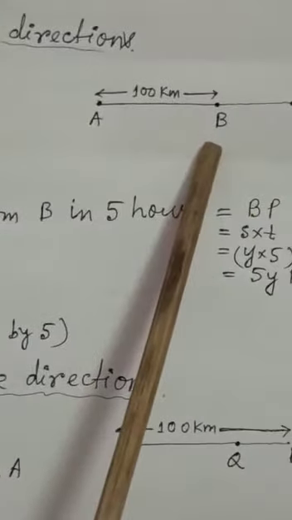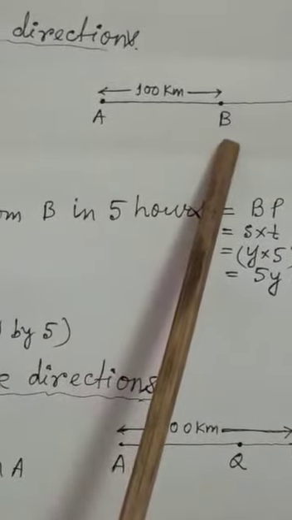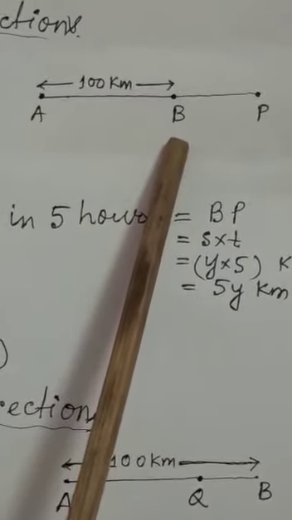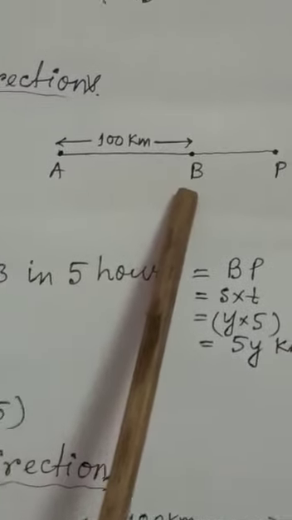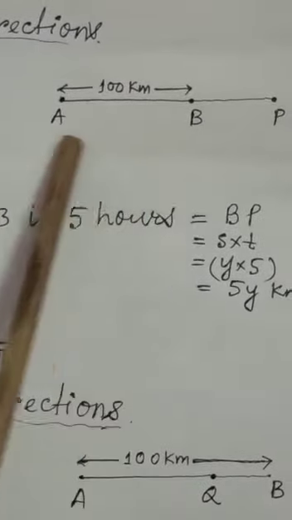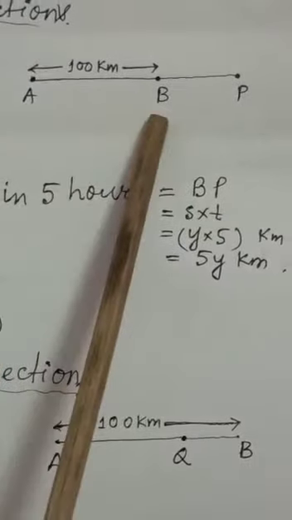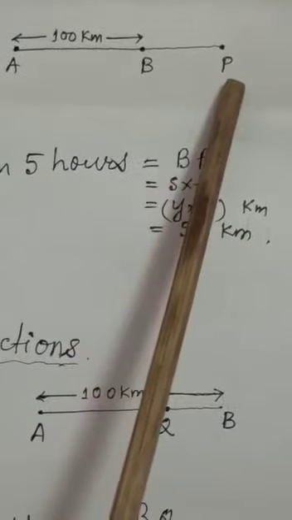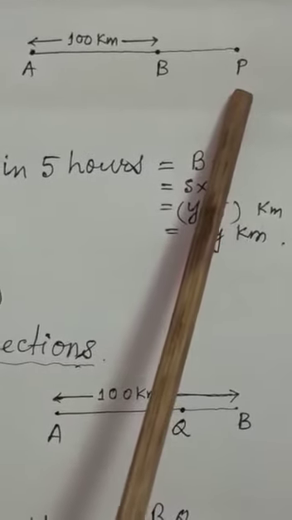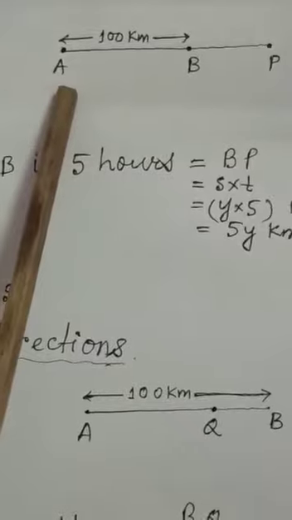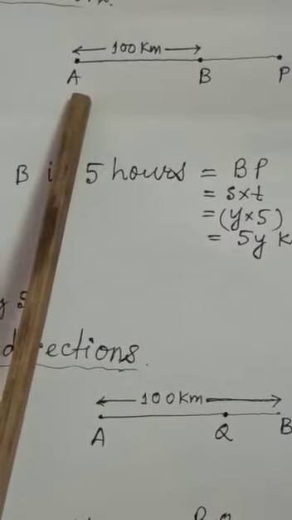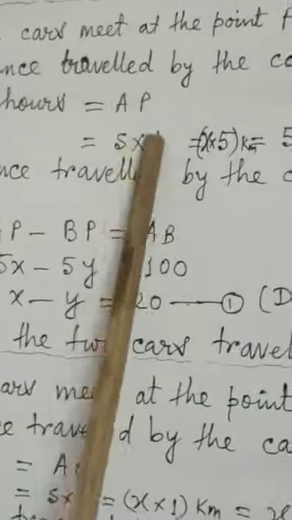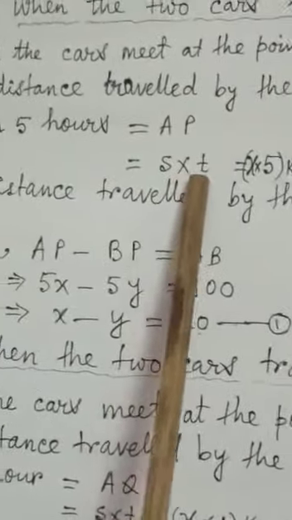Here is the figure. These are the two places A and B and the distance between these two places is 100 km. Now when the two cars travel in the same direction starting from A and B, let us suppose that they meet each other at the point P after 5 hours. Therefore, the distance traveled by the car starting from A in 5 hours will be AP. And AP is the distance, and we know the distance formula, that is speed into time.